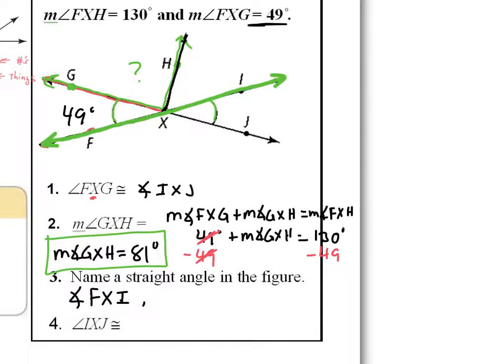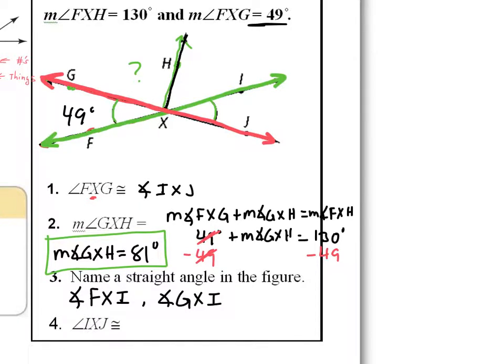GXJ would be our other one. Perfect. So that is then this line. It has 3 points. X is in the middle, so that has to be our vertex. So that is angle GXI.